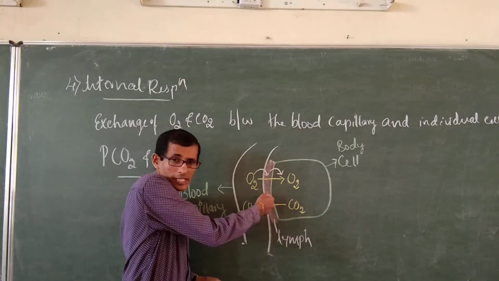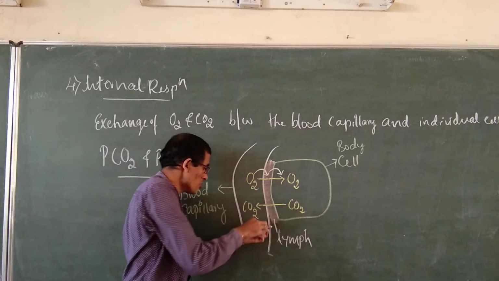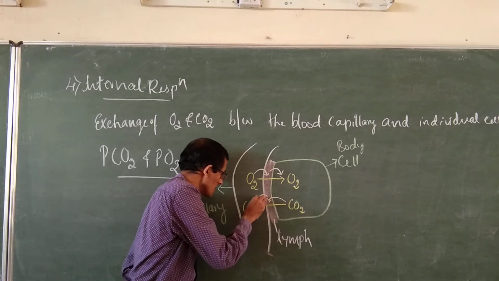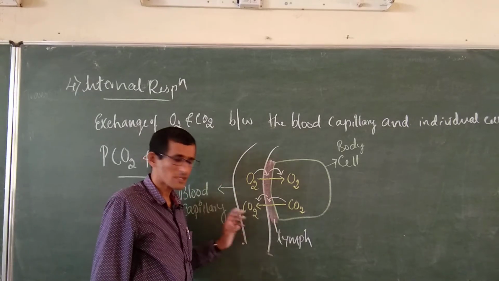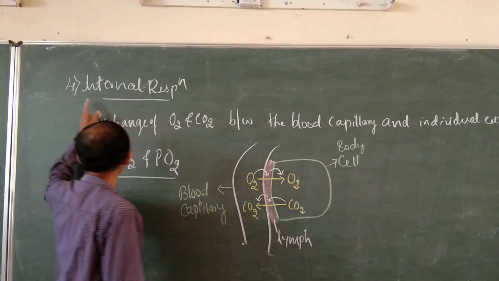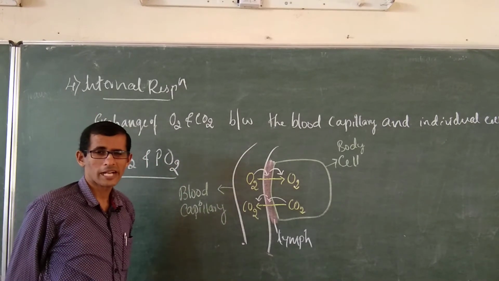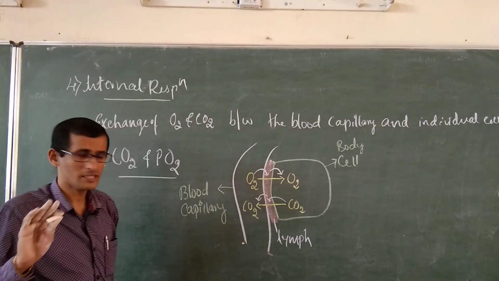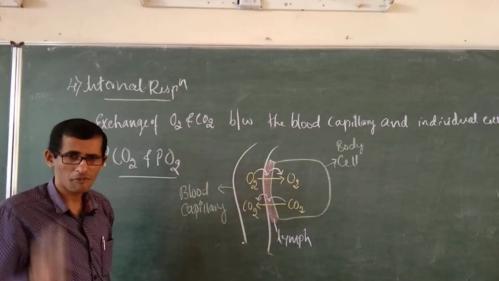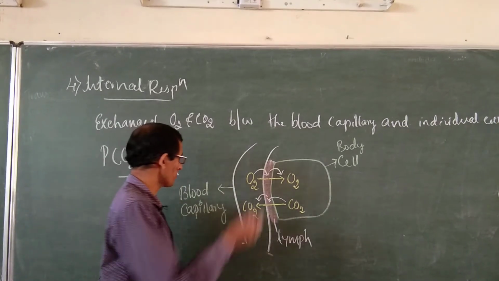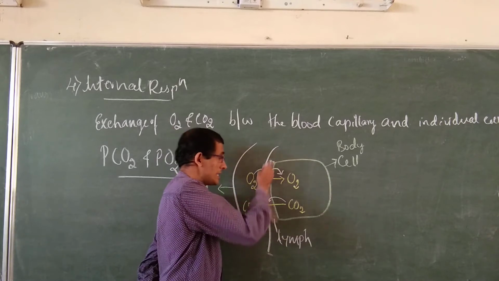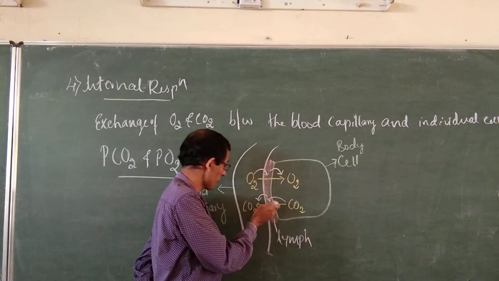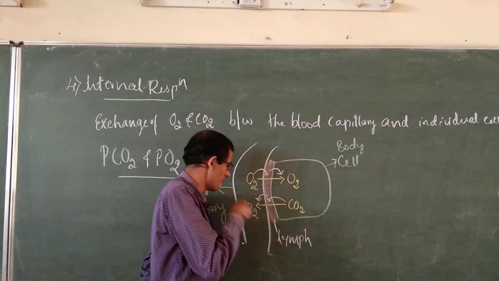Same condition in the case of carbon dioxide. Carbon dioxide moves once to the region of this space and from the space into the cell. This is what the internal respiration. According to the partial pressure or according to the concentration, from higher concentration to lower concentration, the diffusion of the oxygen will be there from the blood capillary into the lymph and later into the cell, and simultaneously carbon dioxide into the lymph and later to the blood capillary.